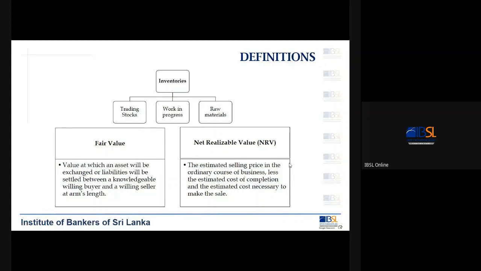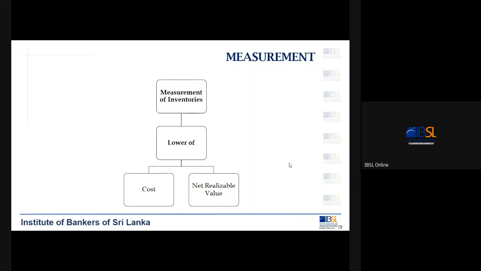Okay, so this is somewhat a value that you expect from selling a product less its cost to completion. Something similar to a profit from the sale of the product. So how do you take the value? According to the standard, it says you need to consider the cost or the net realizable value, whichever is lower. Whichever is lower. Now, why is it lower?